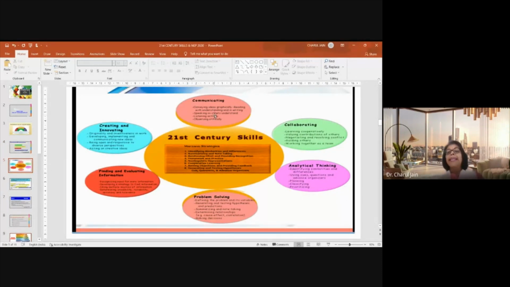Communicating, as you were rightly saying, has become the mainstay of the 21st century. You are communicating all the time, whether on WhatsApp, Instagram, Facebook or a phone call. Communication has become the mainstay of today's world. Probably people did not communicate so much in the earlier days. If I go clockwise, collaboration has also become very important.